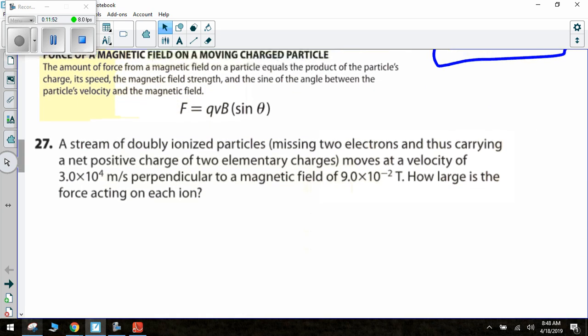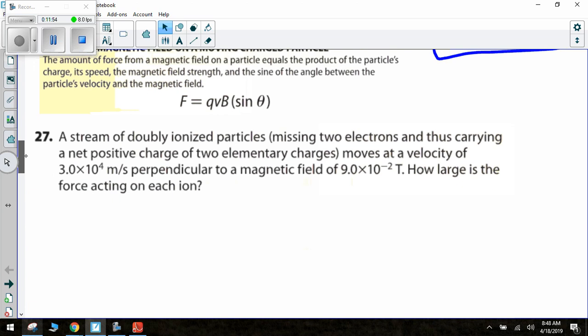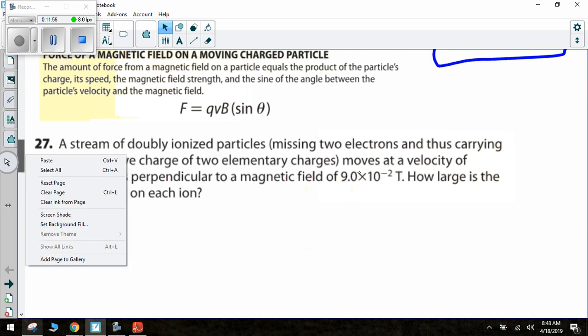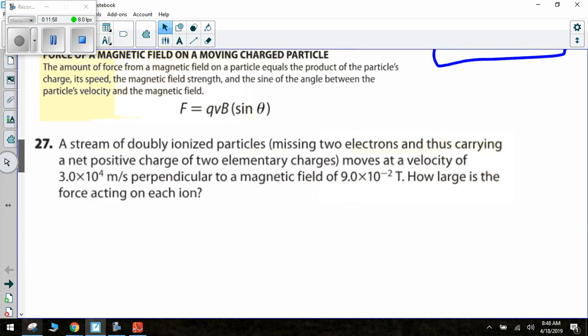So the next equation that we had was the force of a magnetic field on a moving charged particle. So we said that anytime that we have moving charges, like a current, we're going to get a force if it goes through a magnetic field. So if I have this, it doesn't have to be just a current. It could be a single particle that's moving. So the force is equal to Q, which is the charge, times V, which is the velocity, times B, which is the magnetic field, and again, sine theta.